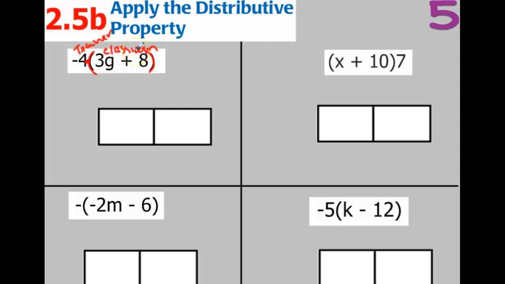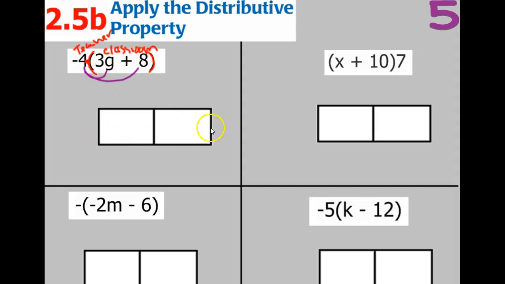If the teacher is going to give candy out to the classroom, the teacher has to give the candy out to everybody in the classroom. You can't just pick some people and not others. To be fair, we would have to give it to everyone. So we're going to multiply this negative 4 by the 3g and by the 8.